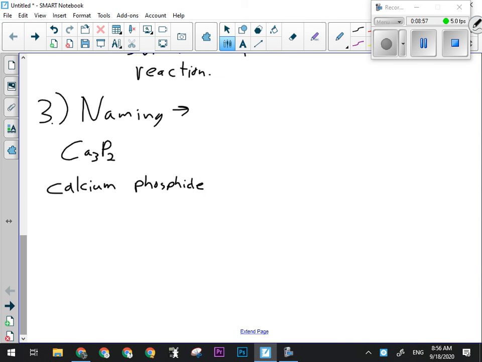Okay, do I need anything else? I need to check and see that this doesn't need Roman numerals. Calcium only has a charge of +2, so it does not require Roman numerals. Okay. Does it need prefixes? No, because ionic compounds do not require those. Okay, let's try this one.